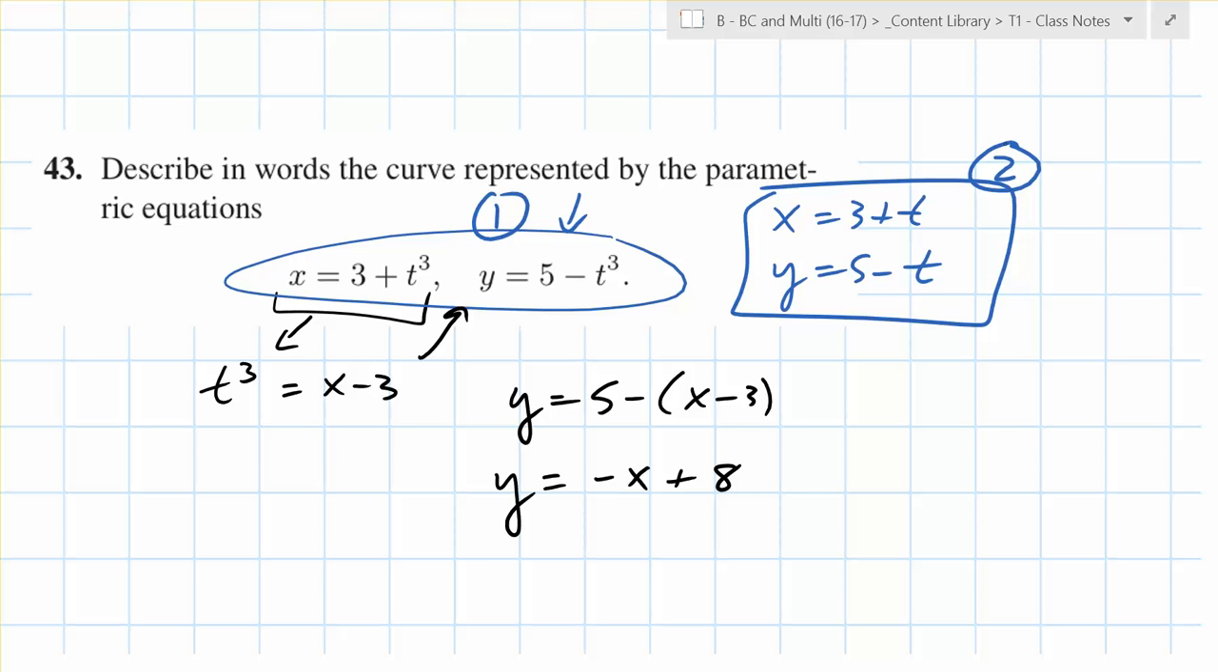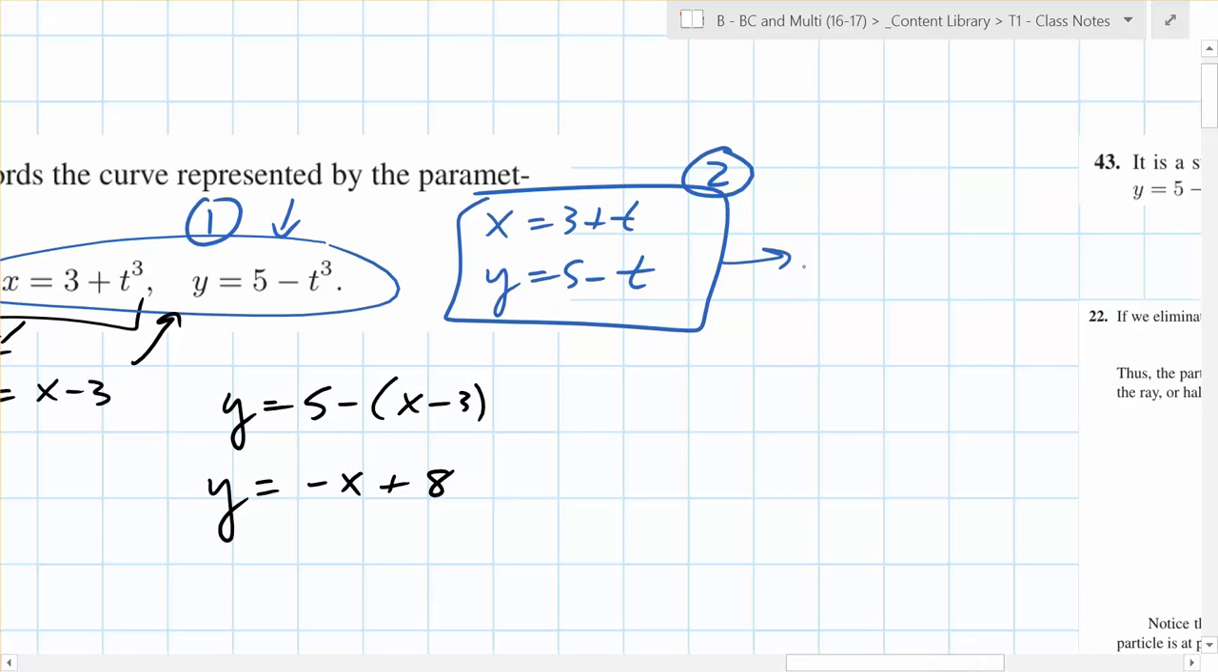They each describe the same what? The same line. They're each the same line. What's the only difference? Yeah, the speed and velocity of that particle on the line. When you combine these two equations, what do you end up with? Y equals negative x plus 8. You end up with the same thing, right?